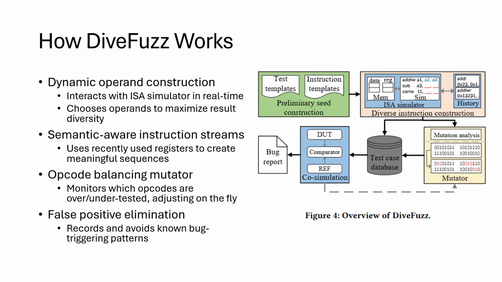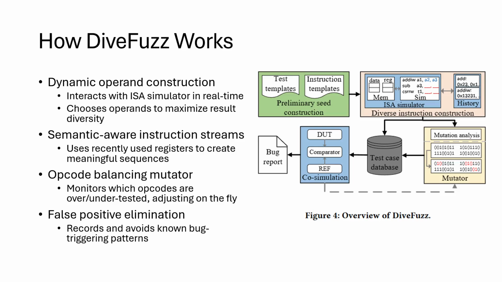Secondly is the semantic aware instruction streams. So instead of just doing random instructions, we want to make sequences that make sense. If I do a branch instruction at the start of the program, and then it jumps to some random address, and I have a bunch of add instructions afterwards, that's sort of gibberish. That's not a real data dependency between the two. The operands in the addition are not correlated with the branch instruction. The branch instruction is just there.